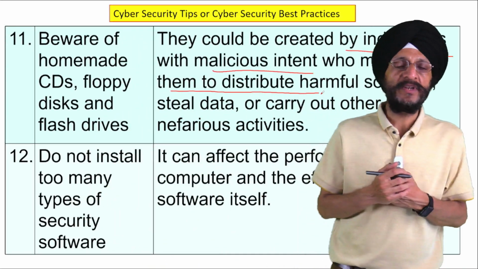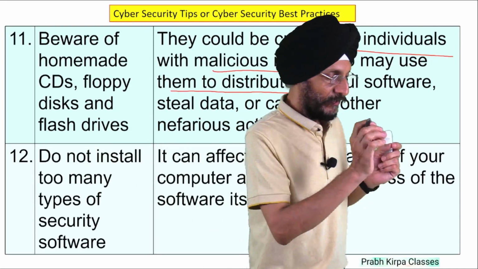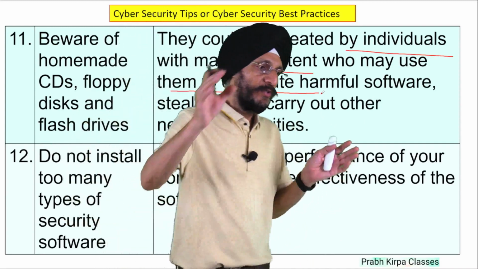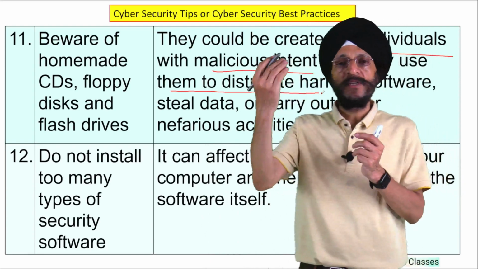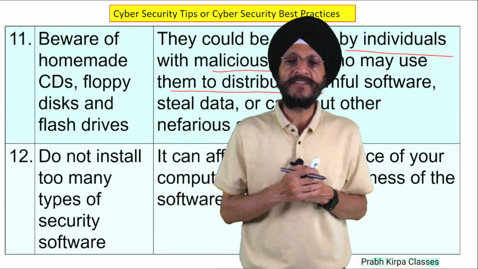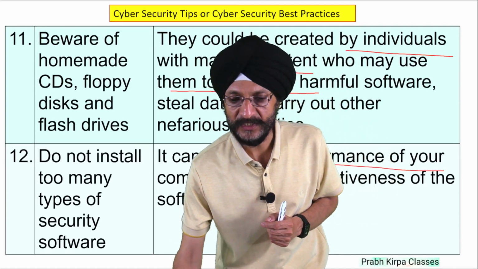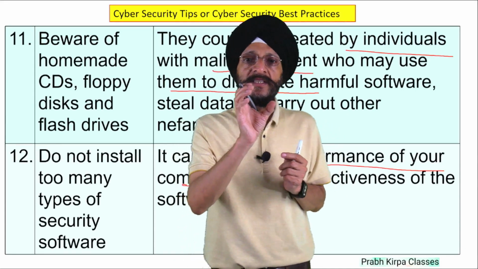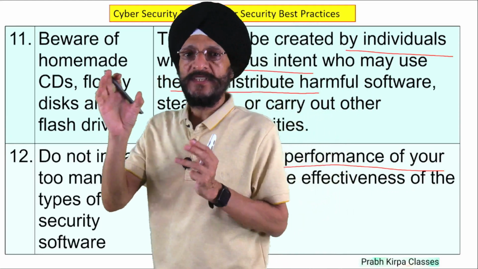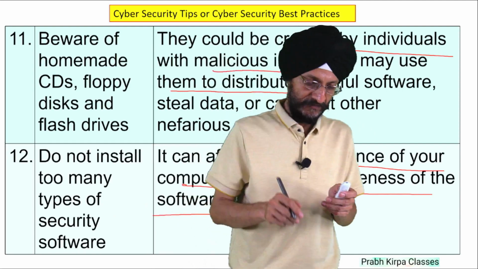Next point is, do not install too many types of security software. It may be possible that you may have bought one branded antivirus software from one company, and next month you also purchase the branded software of another company, and you install both of these security softwares on your mobile devices or computer devices. Don't do that, because it will affect the performance of your computer system. You should purchase the antivirus or other software only from one reputed manufacturer or seller and install the same on your system. It will improve the effectiveness of the software itself.